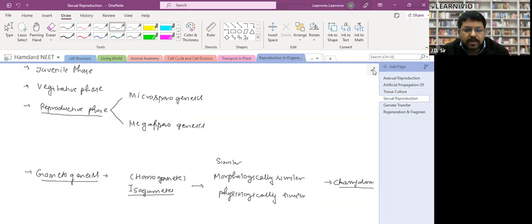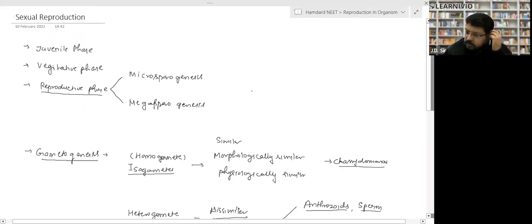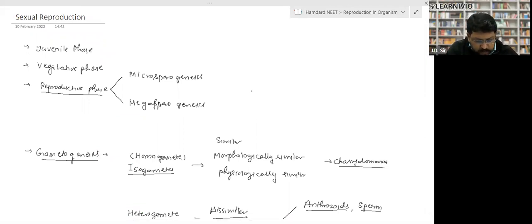So what is sexual reproduction actually? Put the heading sexual reproduction. Today I'll tell you what sexual reproduction is, and next class I'll tell you how sexual reproduction takes place in a flowering plant. Then there will be sexual reproduction in animals as well, right? That will be the last topic, sexual reproduction in humans as well. And after that, there is heredity and evolution. Okay, fine.